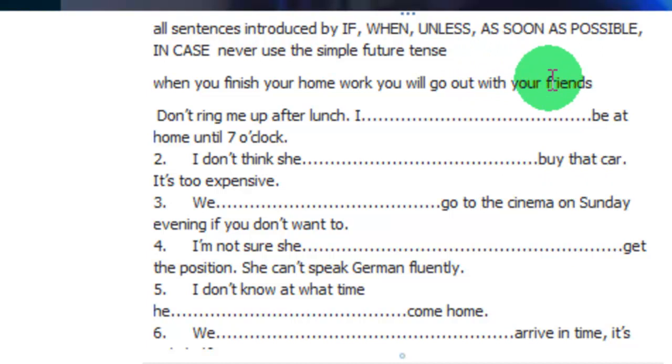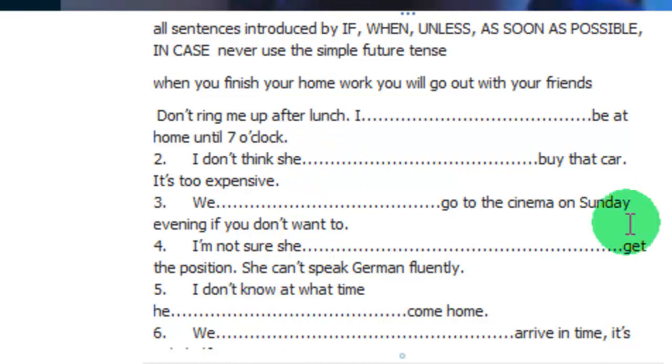Don't ring me up after lunch. I will be at home until 7 o'clock. Okay, remember, that is negative. You have to put it in the negative form. Don't ring me up after lunch. I will not be at home until 7 o'clock.